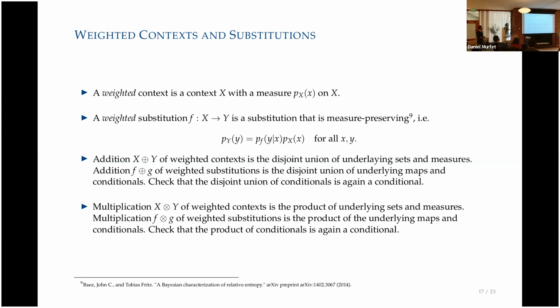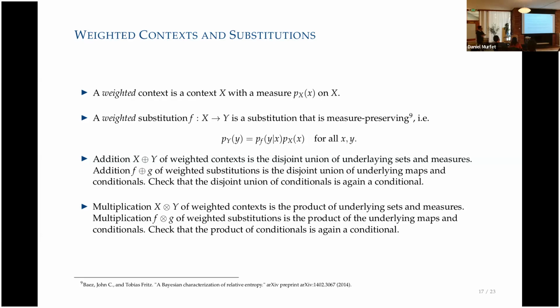Okay, and you can check that this addition of weighted measures also carries over the substitutions. You can take two morphisms, and if you take the disjoint union of the underlying maps and conditionals, you will get something that is again a conditional. The underlying set maps and conditionals make it an actual morphism. So this is a valid operation on morphisms.